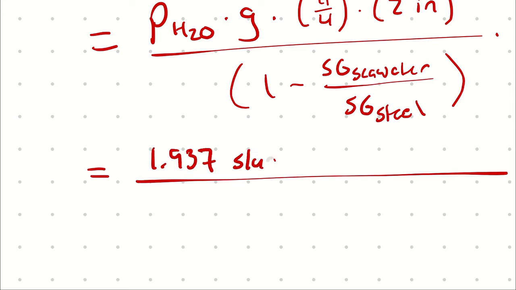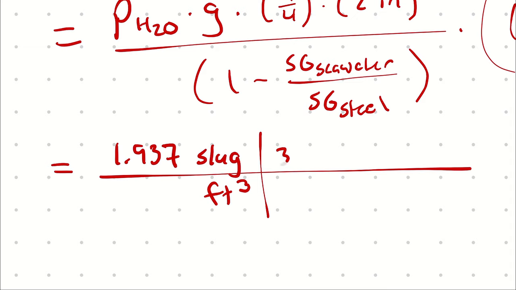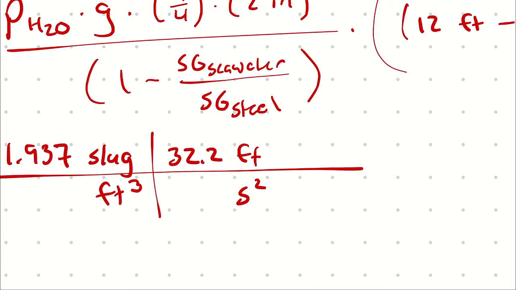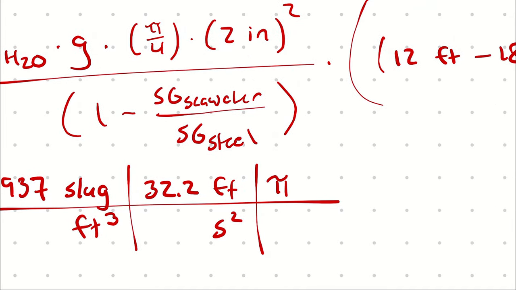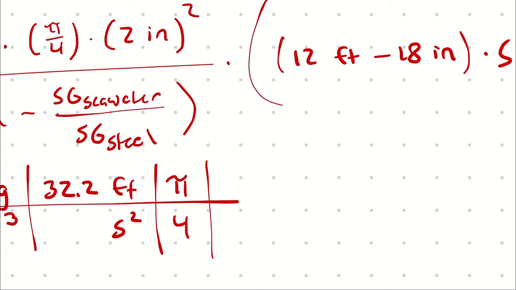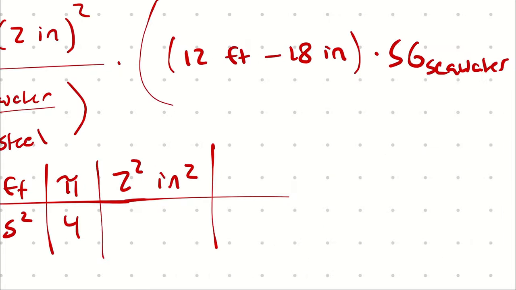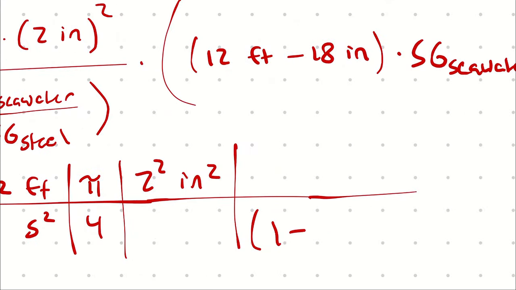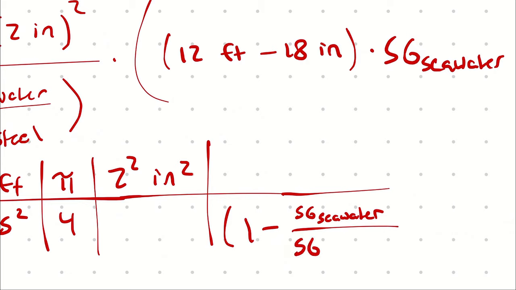1.937 slugs per cubic foot. And then we are multiplying by 32.2 feet per second squared. And then we are multiplying by pi over 4. And then we are multiplying by 2 squared inches squared. And then we are dividing by this unitless proportion: specific gravity of seawater, specific gravity of steel.